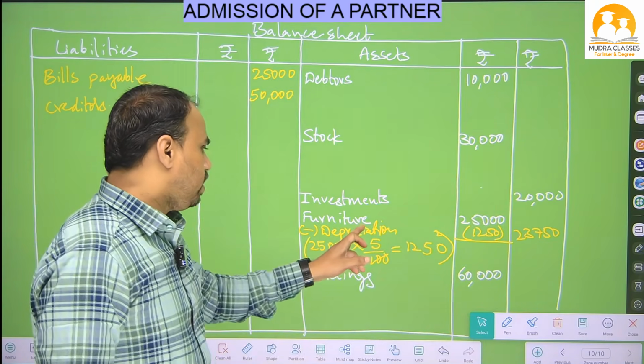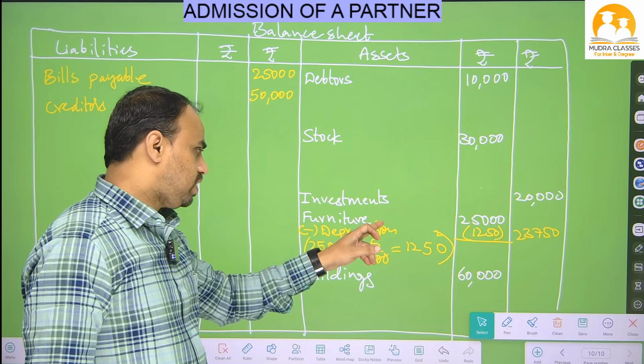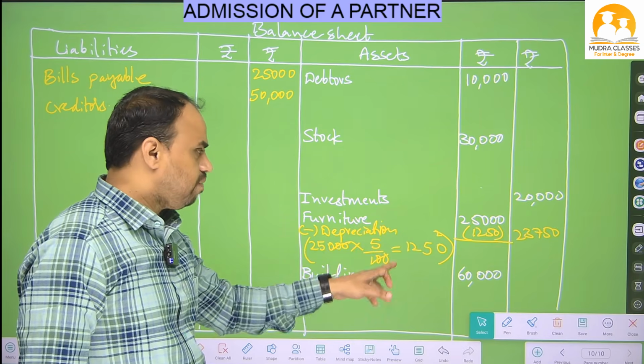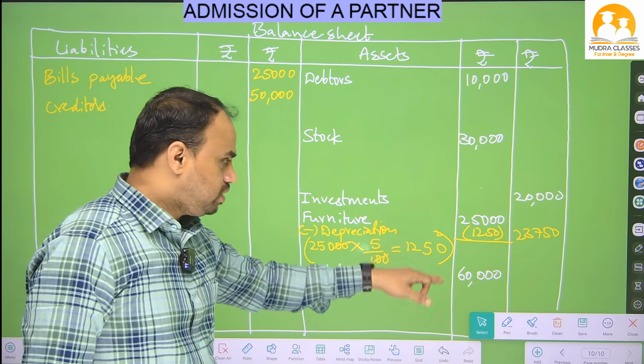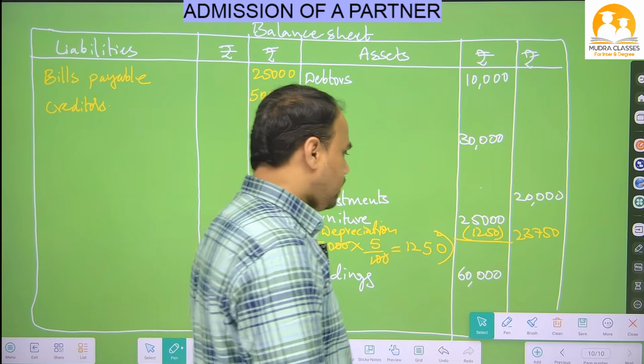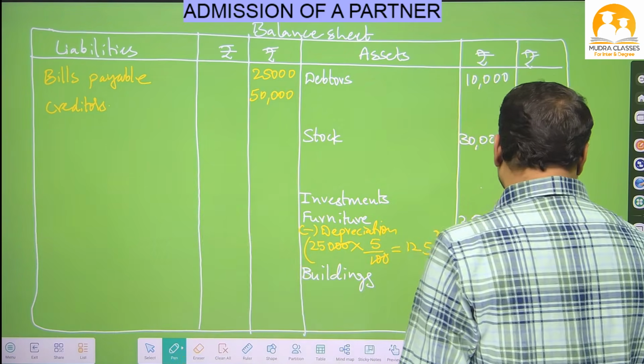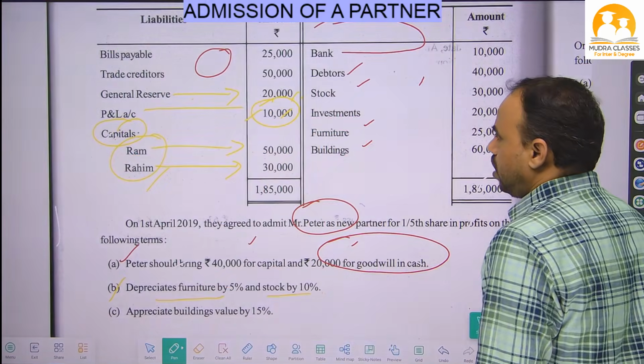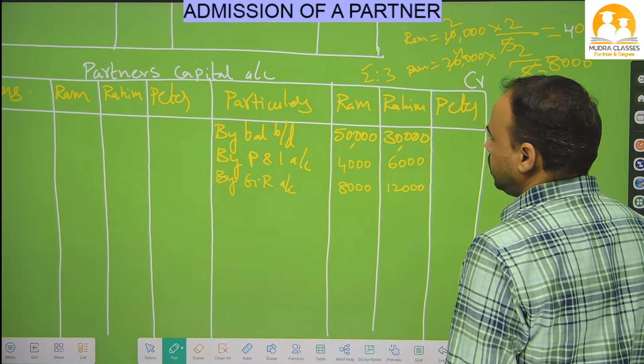So here furniture depreciation is said, that means furniture value decreased by 5%. How to calculate, I already explained here. So that furniture value is decreased. Now furniture value increased or decreased? Furniture value is decreased. Okay, that means it is a loss to the business when furniture value is decreased.